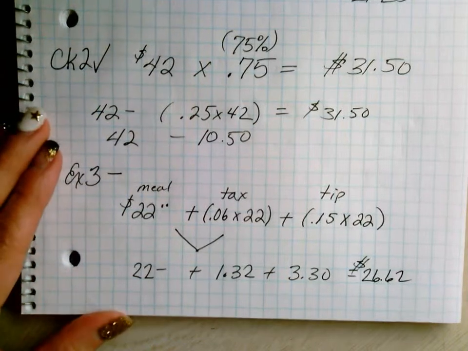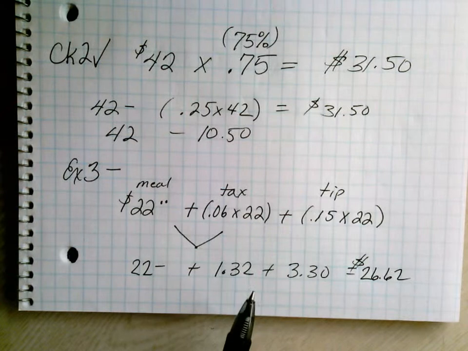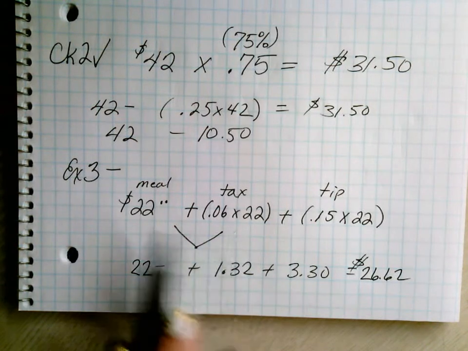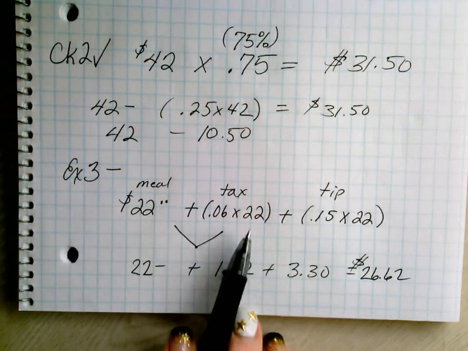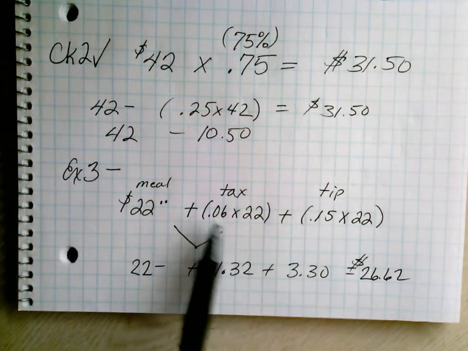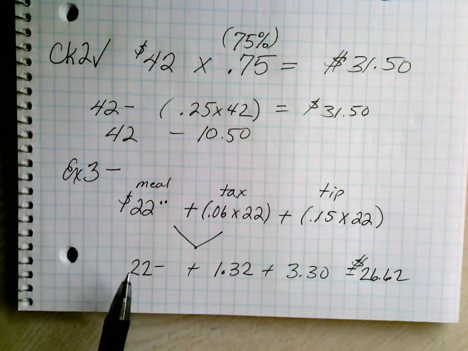Yes, sir? Can't you just add up all the percentages? So you're saying 121%? Yeah, times 22. That's what I did. Did you get the same answer? I did 100%. Okay, so you did 1.21 times 22. Yeah, because you're still taking it of the 22. Yes, you can do the 6% and the 15% because all of that is of 22. Okay, yes, definitely.